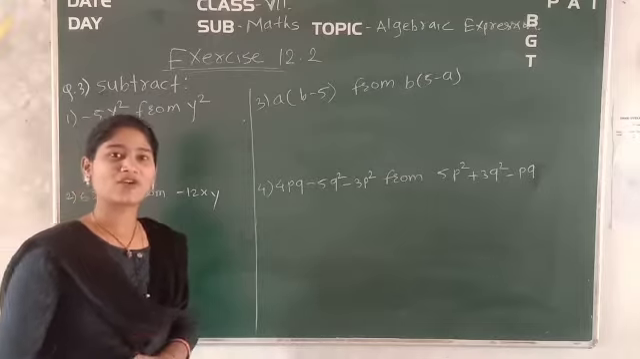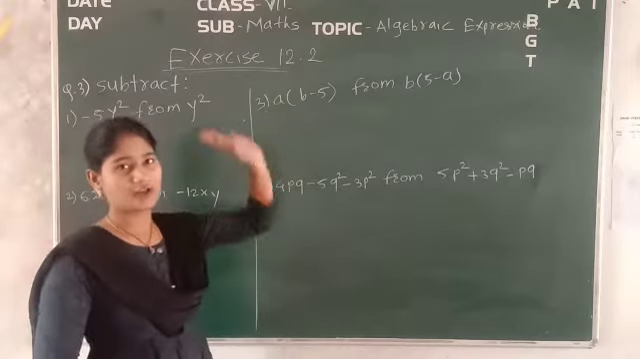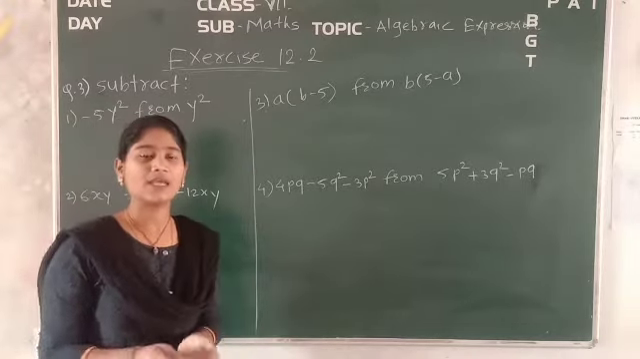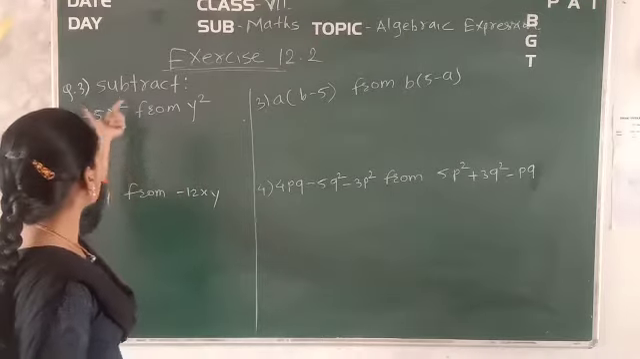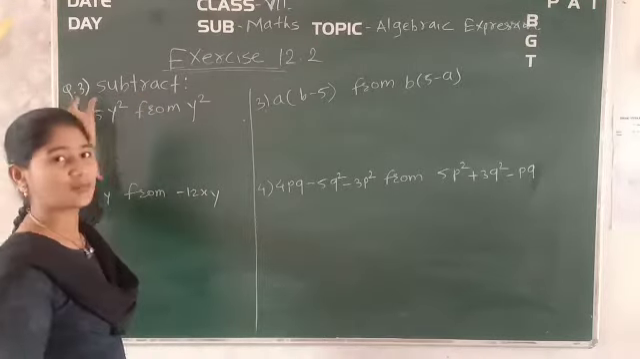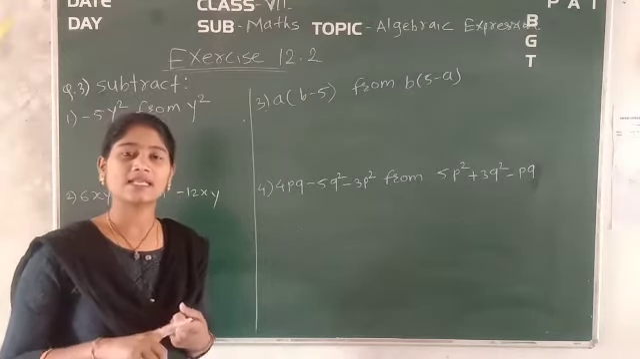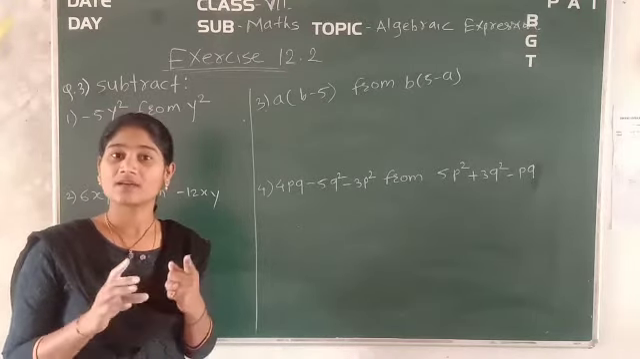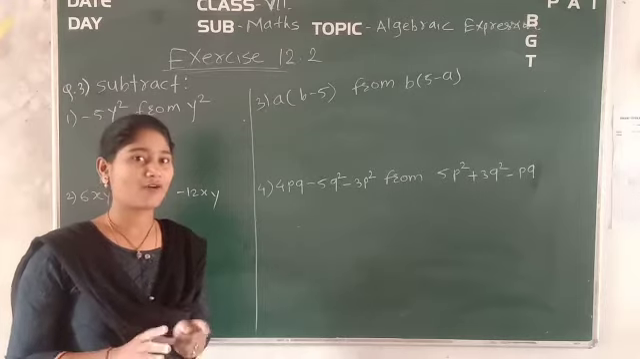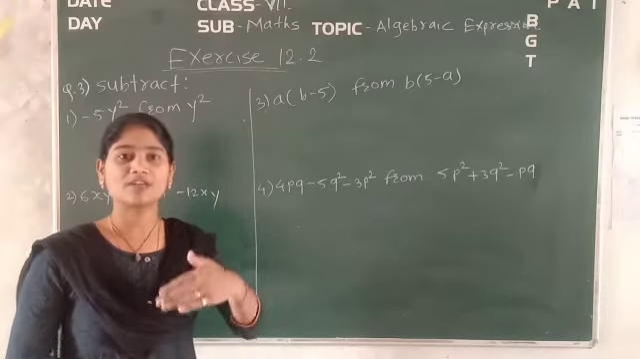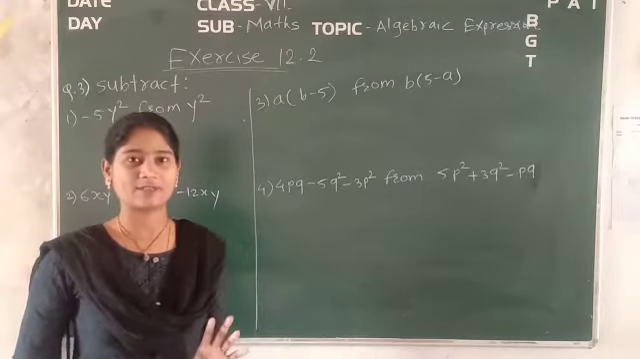In the previous session, what have we learned? We have learned exercise 12.2 part 1. It means in that exercise we have learned up to question number 2. That is, first was related to simplification and the second was related to addition. Right? Now what are we going to see? We are going to proceed forward to the next operation, that is subtraction.